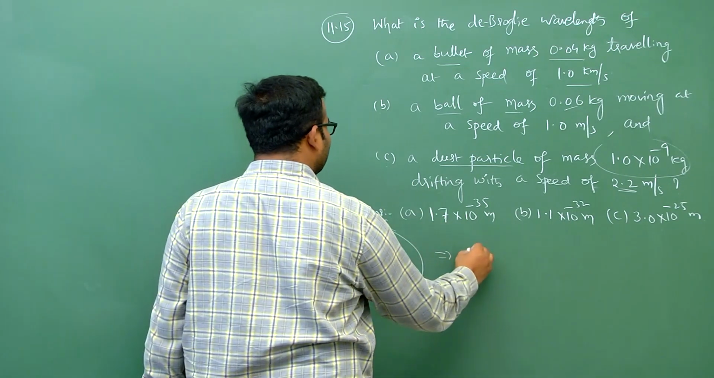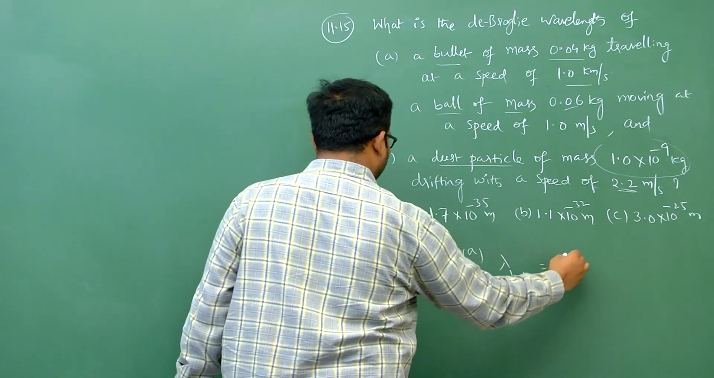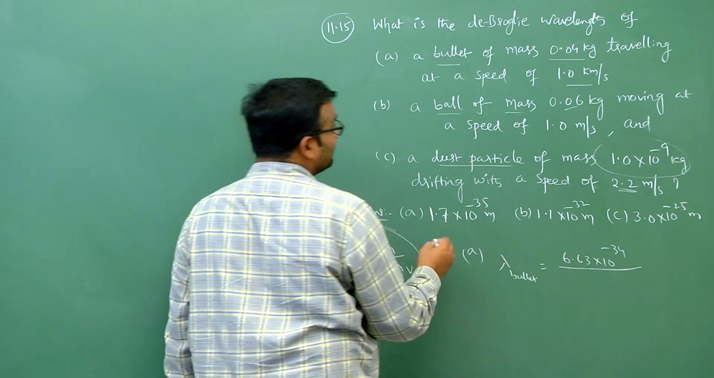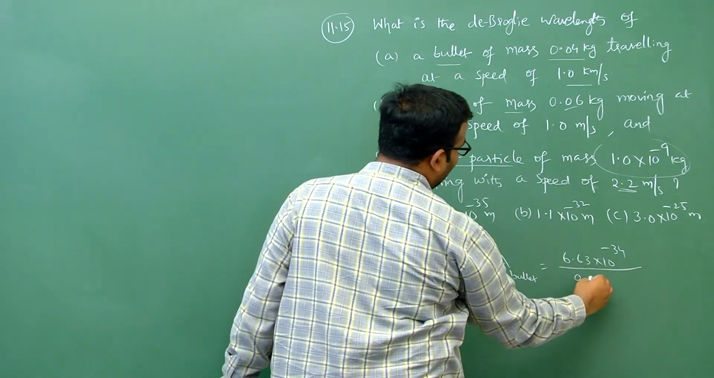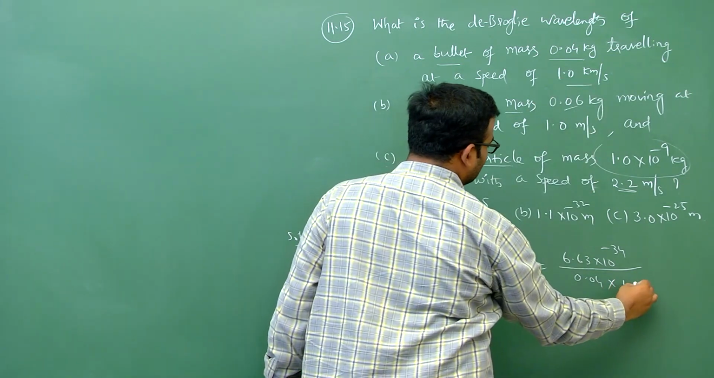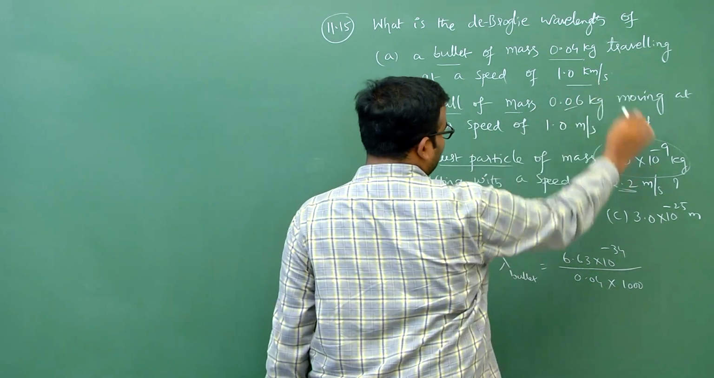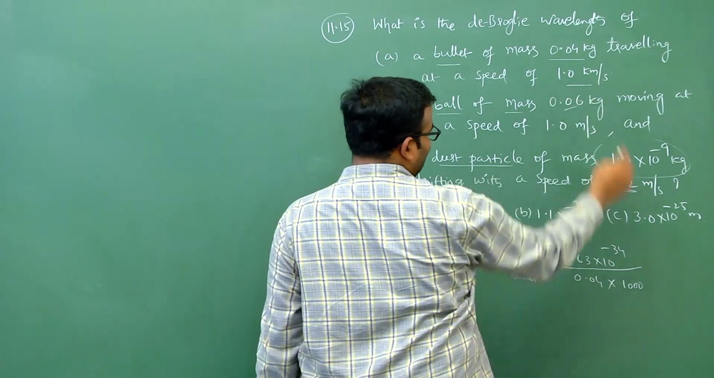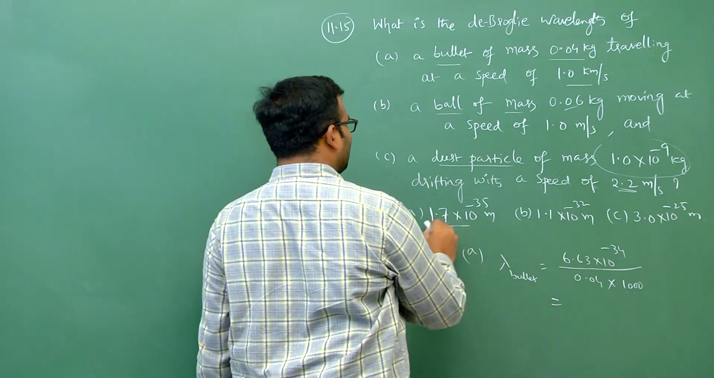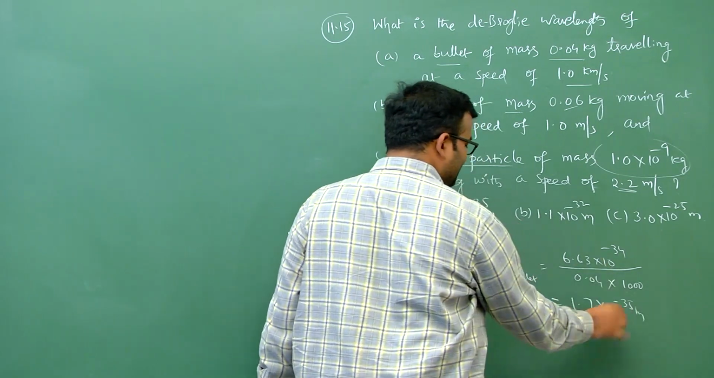For case A, as we know it is for a bullet, so lambda bullet can be given as h by mv, where h is 6.63 times 10 to the power of minus 34, divided by the mass of the bullet, given as 0.04 kg, and velocity, which is in kilometer per second. Kilo means 1000, so the V value is 1000 meter per second. If you do the calculations, you will get the answer, as I have already mentioned, 1.7 times 10 to the power of minus 35 meter.